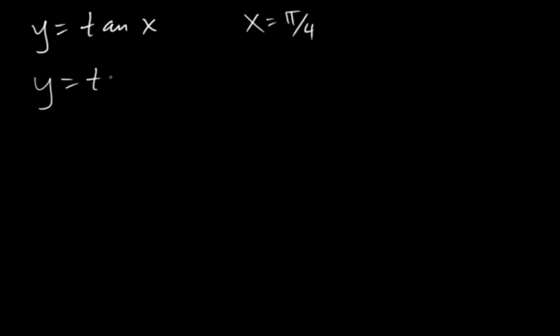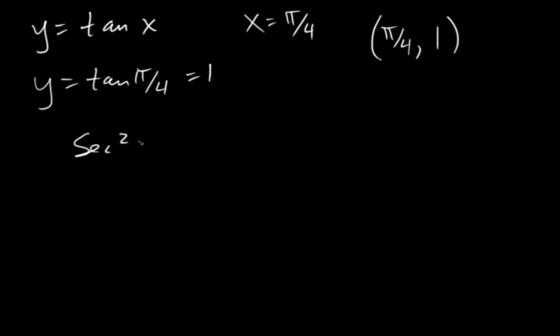Okay, moving on. It says find the equation of the tangent using tan x and the point where x equals pi fourths. Okay, so y is equal to tangent pi fourths. If we just type that into a calculator, we will see that y is equal to 1. And so that means the point that we have is that. Okay, if we take the derivative of tangent, we get secant squared x.